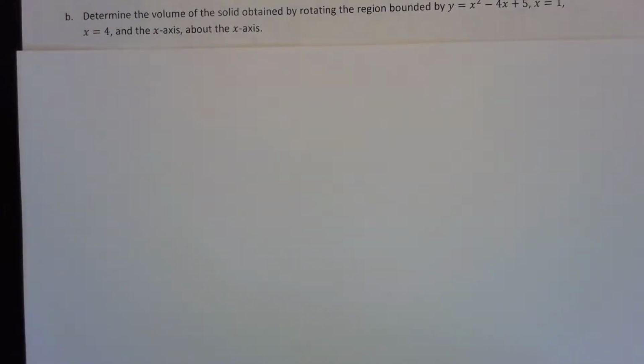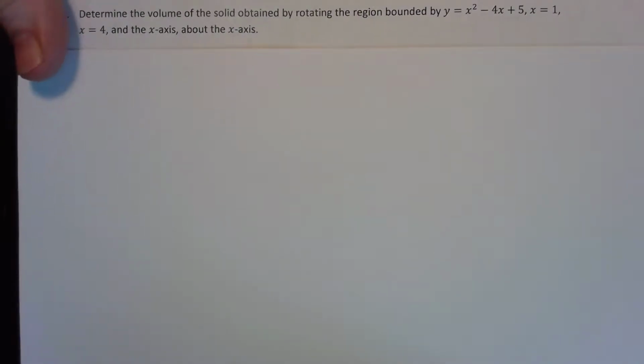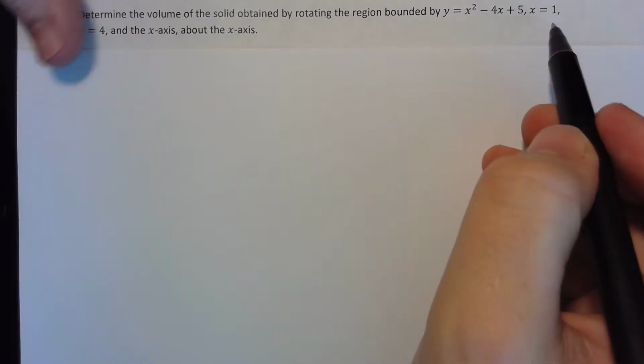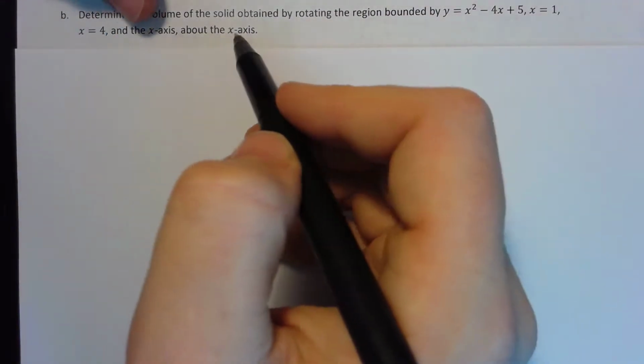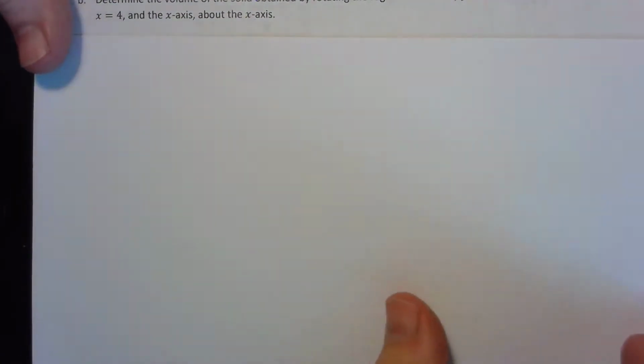In this video, we're once again visiting volumes by revolution. In this example, it's determine the volume of the solid obtained by rotating the region y equals x squared minus 4x plus 5, x equals 1, x equals 4 and the x-axis, specifically rotated about the x-axis. In which case, what we're going to do is go ahead and start by graphing all those functions.